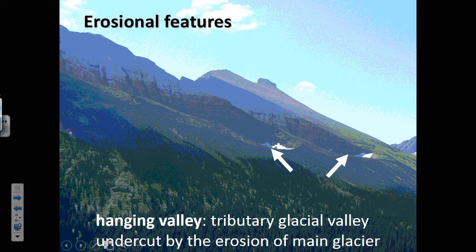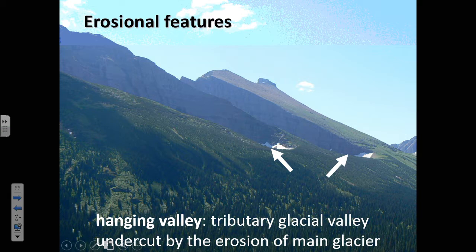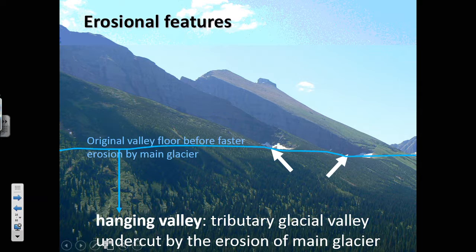Hanging valleys are smaller. If you think of a stream feeding into a river, these are smaller glaciers feeding into the main glacial valley, forming that U-shaped valley. What happens in this case is that they cannot erode as fast as the main glacier, so it erodes faster and drops the valley floor below these, leaving them hanging above. If you've ever seen Bird Woman Falls in Glacier Park, that's a classic hanging valley.